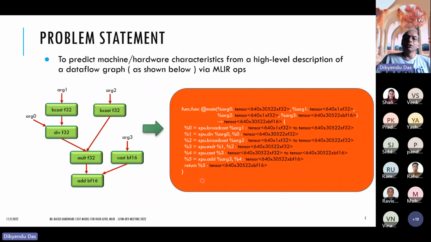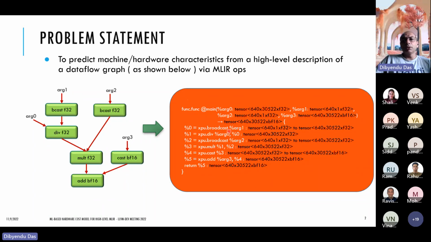So let's say we use the term XPU. It doesn't really exist, I'm just simplifying the dialects. But let's say it's called XPU, and under this dialect we support operations like broadcast. The broadcast takes in an arg1, which is the input type of the tensor, 640 into 1 into F32, and it returns another tensor, which is broadcast. It basically broadcasts your tensor from a one-element dimension to a dimension of 3522, replicating the same element all across from one element to 3522 elements.